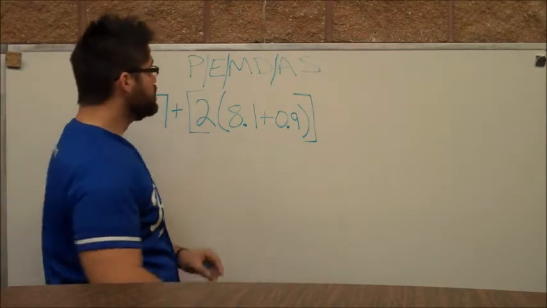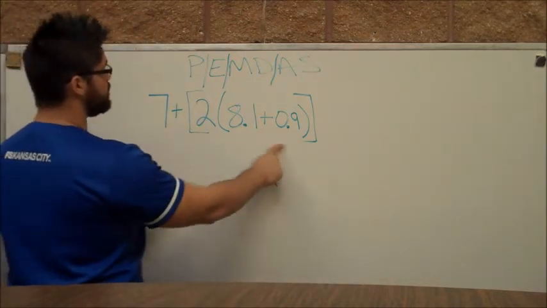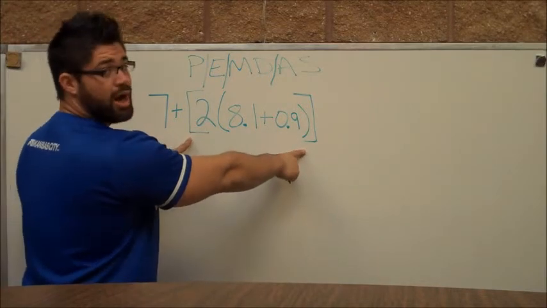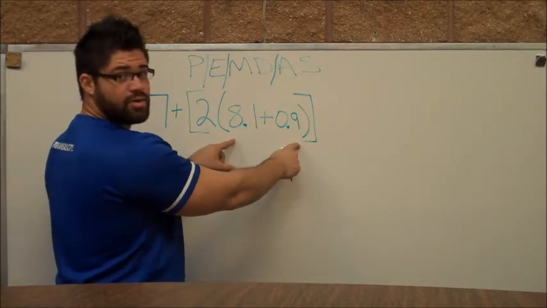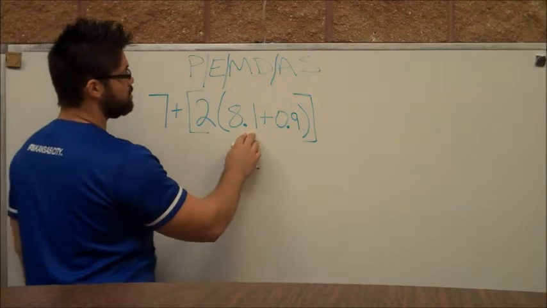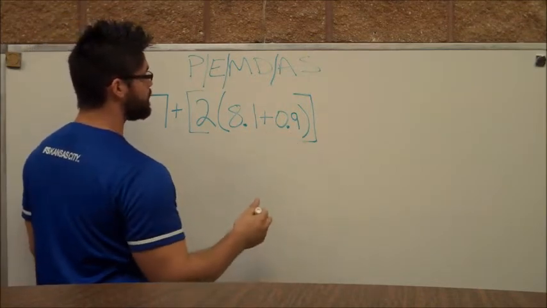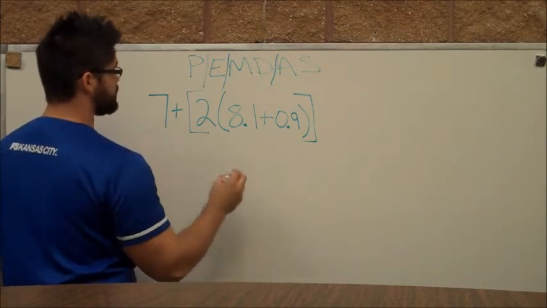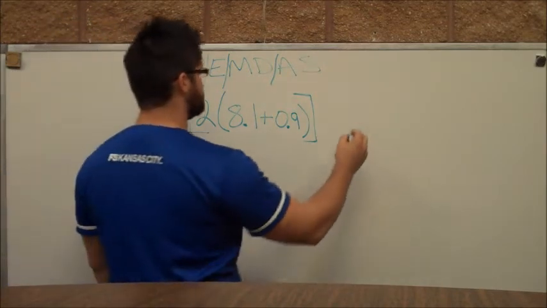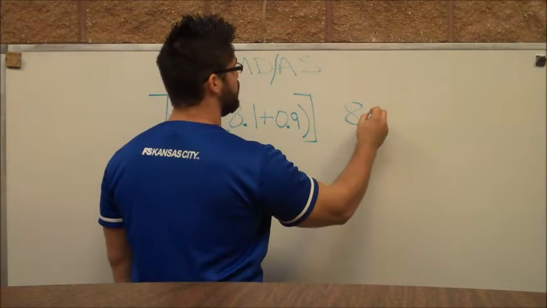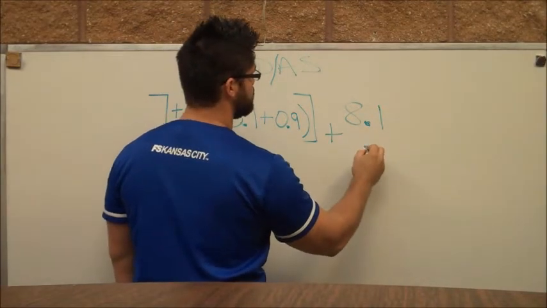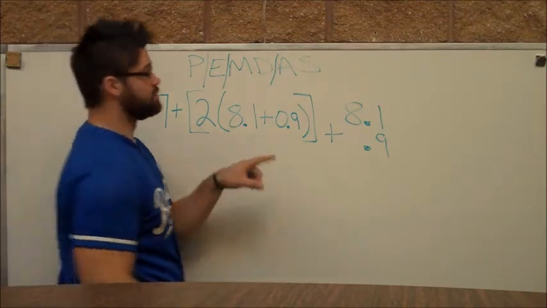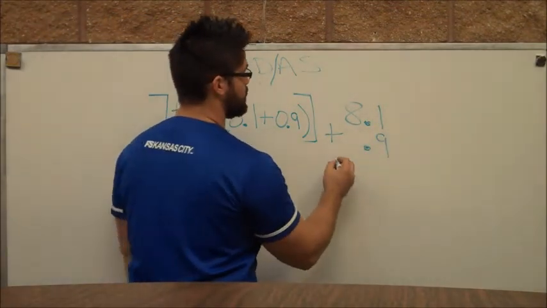So to do that, we look at the problem and say, okay, here's my first set of parentheses, and then there's brackets outside of that. I want to start with the smallest thing that I can as far as parentheses. So that's going to be the 8.1 plus 0.9. Once I solve 8.1 plus 0.9, remember, if you need a refresher on how to add decimals, it's going to be 8.1 plus 0.9. It's important that when we're adding decimals, we have to line them up.